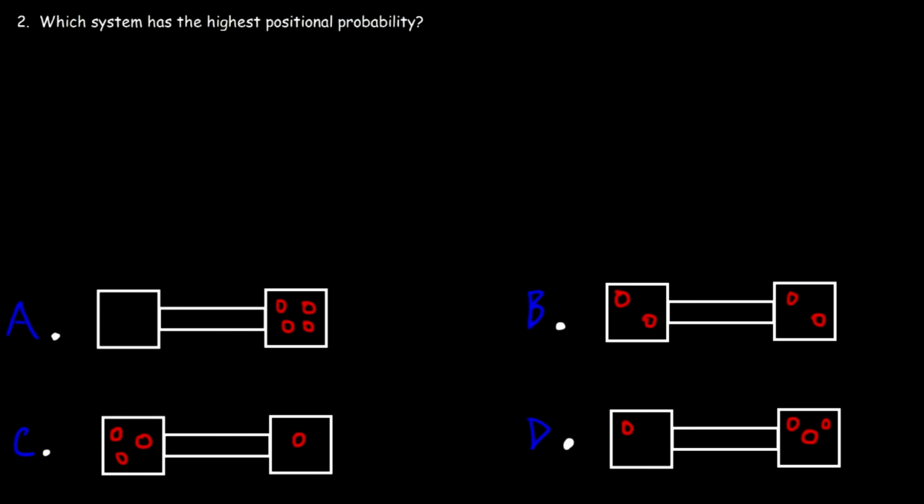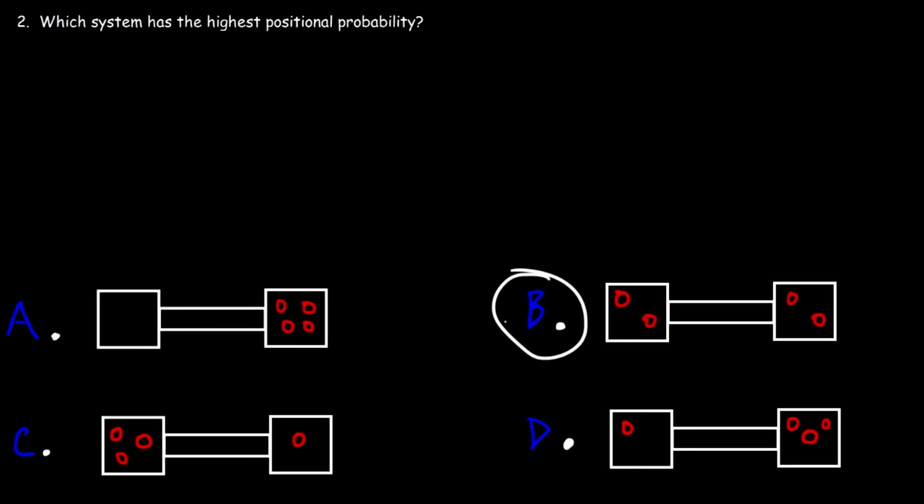Number 2, which system has the highest positional probability? So which system has the highest number of microstates? Now intuitively, if you fill one of these containers with gas particles, the gas is going to distribute itself uniformly. And so a spontaneous process tends to go in a direction that leads to the most probable state. And so the most probable state is answer choice B. Gases like to expand to fill the volume of the container. And the reason why it does so is because that state has the highest positional probability, the greatest number of microstates. And so B is the answer.